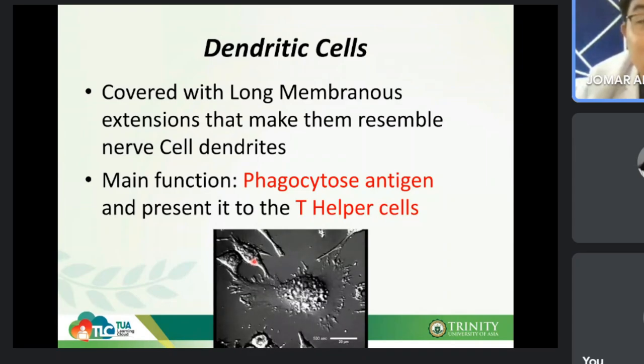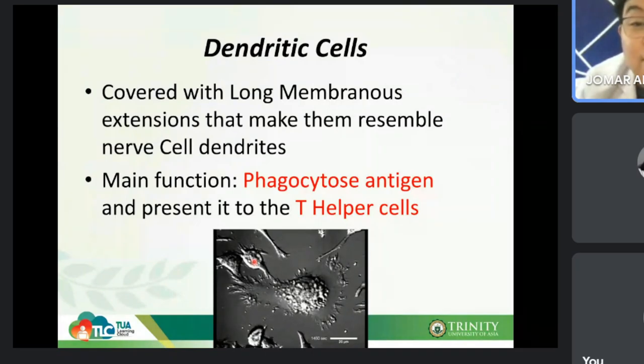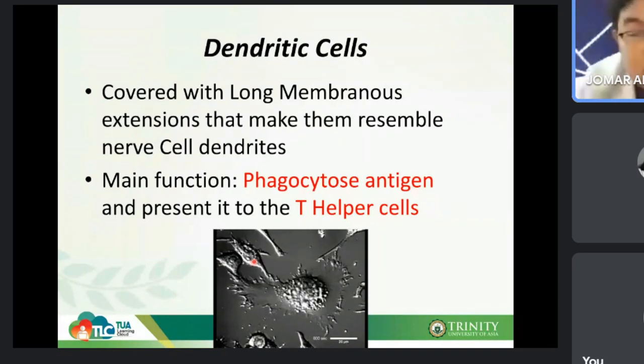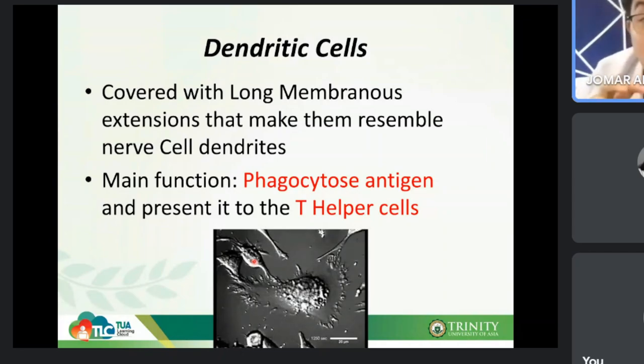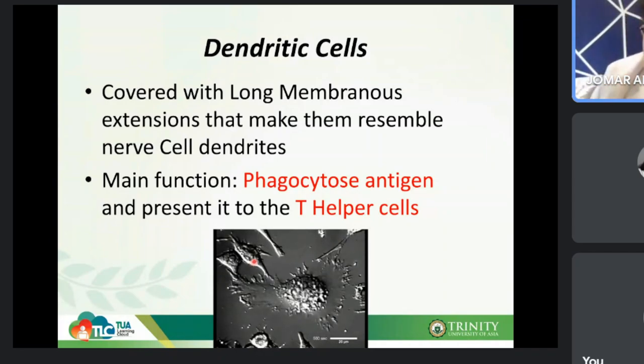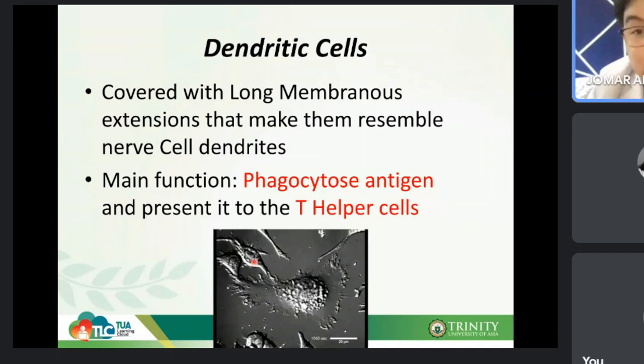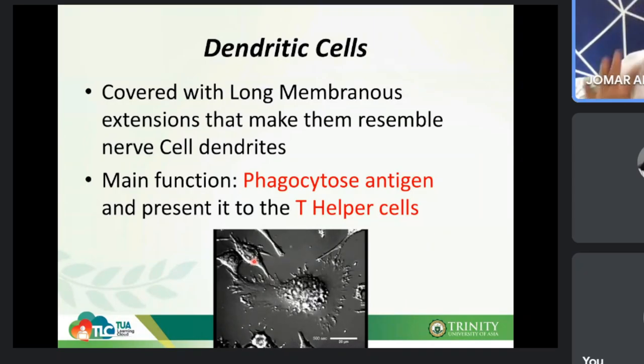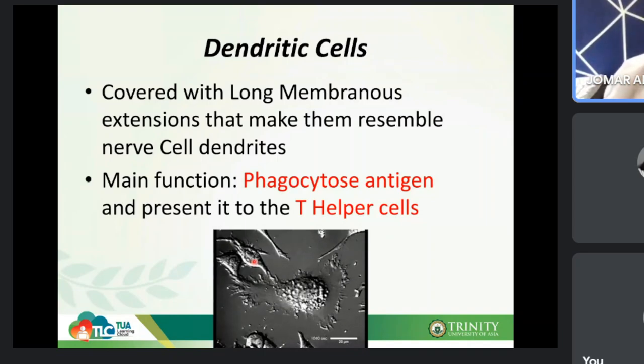Your dendritic cells are also phagocytes. Okay? Their main function is to phagocytose antigen. And similar to your monocyte and macrophage, they also present it to your T helper cell. It's very important for you guys to remember your dendritic cell. Please write this down. It will not come out of the PowerPoint. But your dendritic cells are considered to be the most efficient antigen-presenting cells.